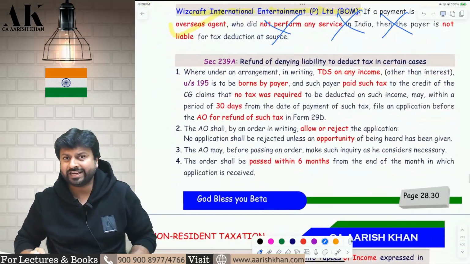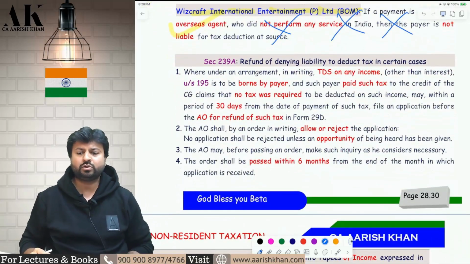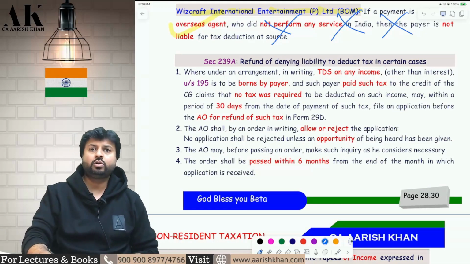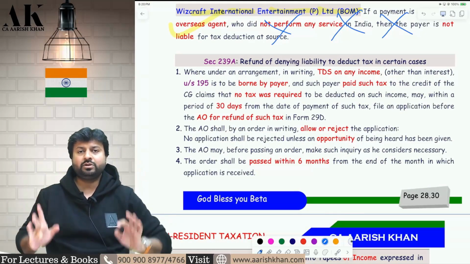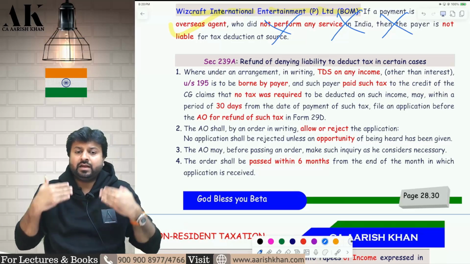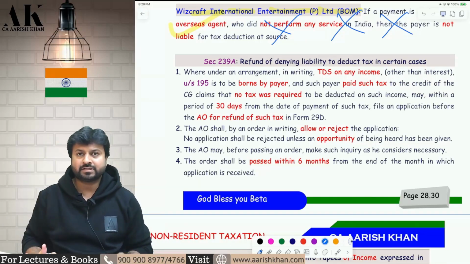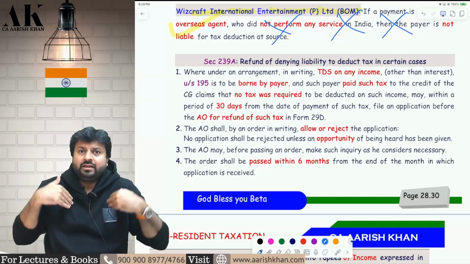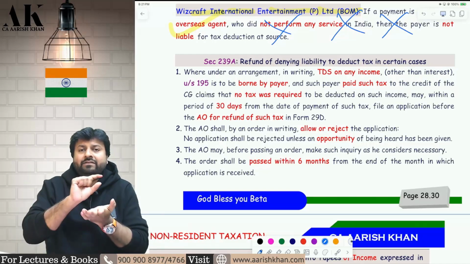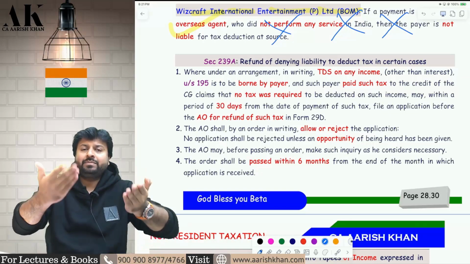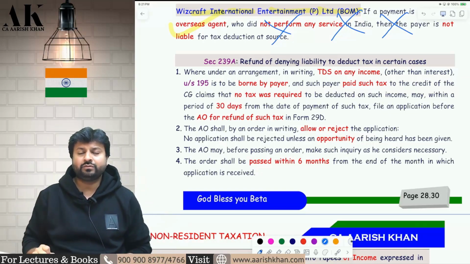Now, next, section 239A is a very recently inserted section. Just 1 or 2 years back, they have inserted this section to address a very important issue. Let me explain this issue first of all. Suppose I am a payer, you are a payee, I am making a payment of 10 lakh rupees to you and the TDS rate is 10%. So generally, when I make the payment of 10 lakh rupees to you, I will deduct 10%, that is 1 lakh, and I will pay 9 lakh to you, and then 10 lakh you will show as your income.